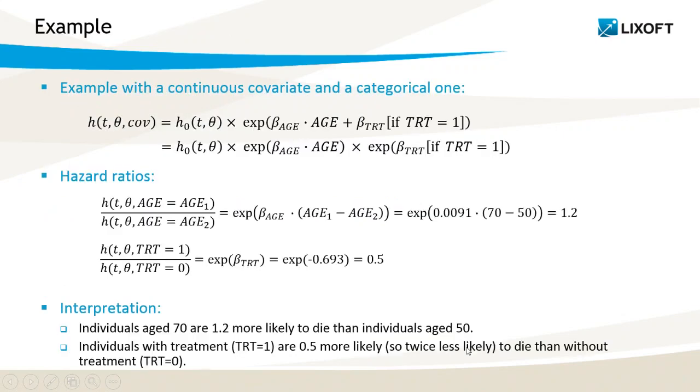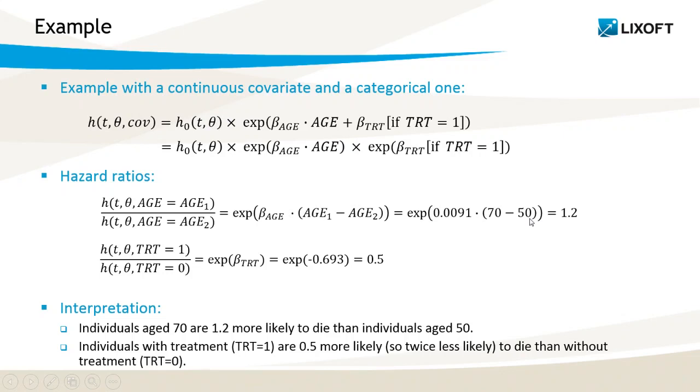If I take an example with two covariates, for instance age and treatment, the hazard can be written in the following way, which is equivalent to this equation here, where I have separated the different exponential terms. For each covariate, I can calculate the hazard ratios for two different covariate values, keeping the other covariates equal. In this example, I have plugged in some values, for instance age 70 and age 50.